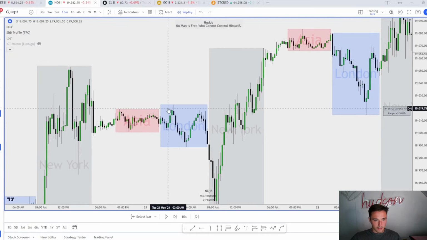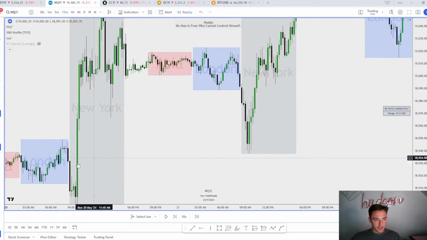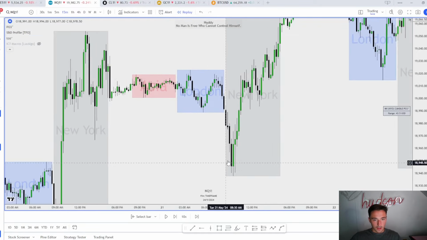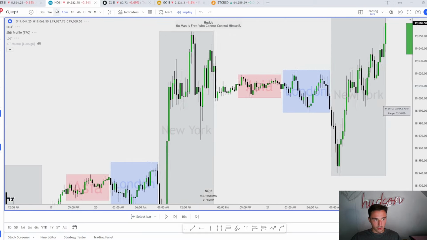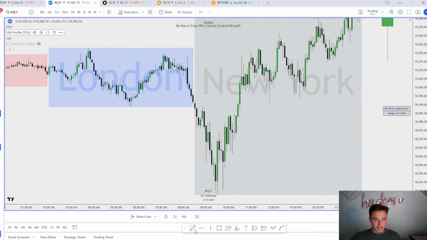What do we see? London takes the high of Asia, takes the low of Asia. What does New York do? Comes down, rebalances some of this, hits this breaker right here. Then we go up and take the high of London. Let's see if there's an entry on the 5-minute. I can't go to the 1 minute here. Right here, CISD. We do not end up taking the low here.